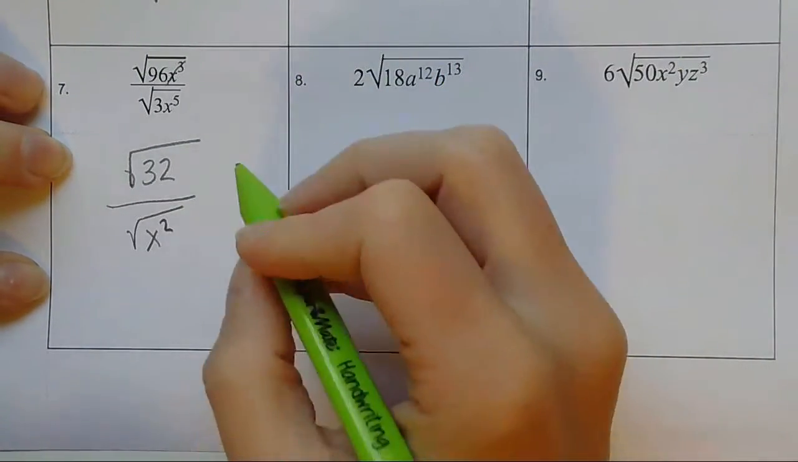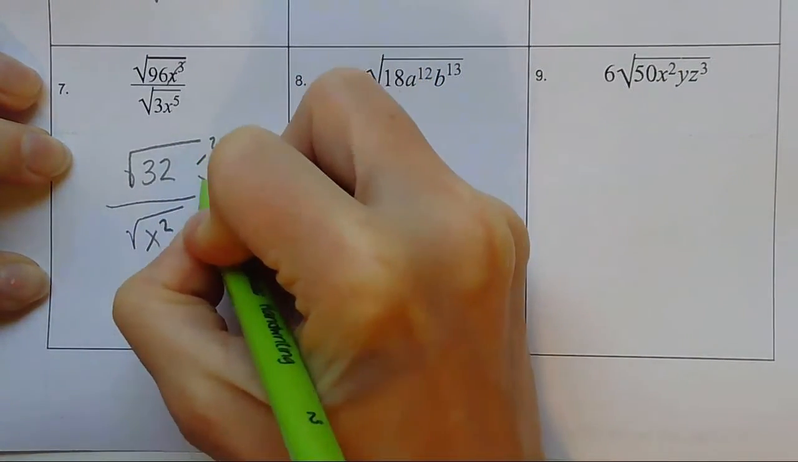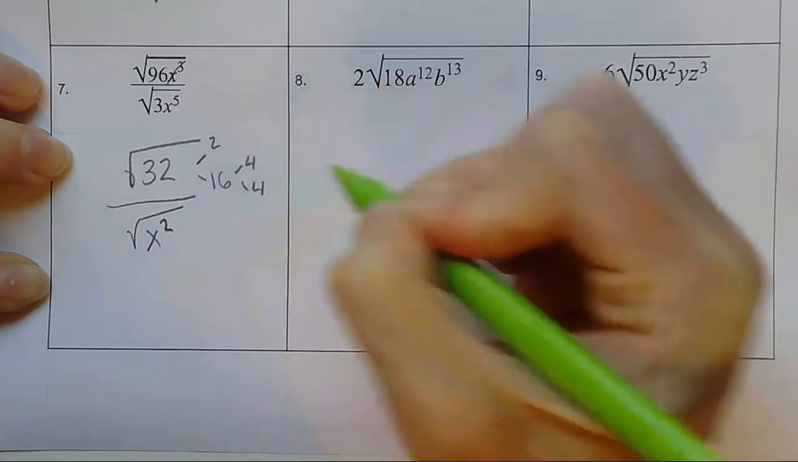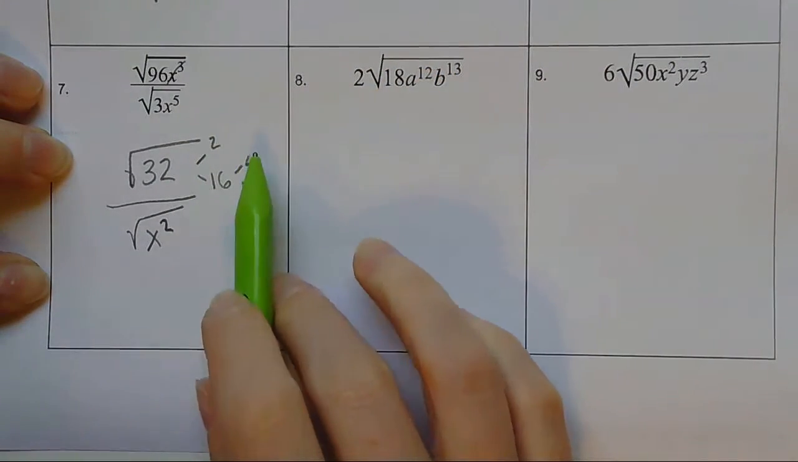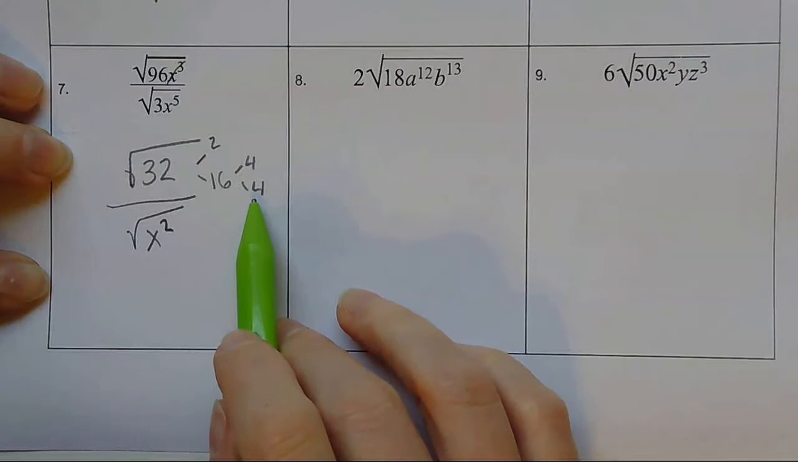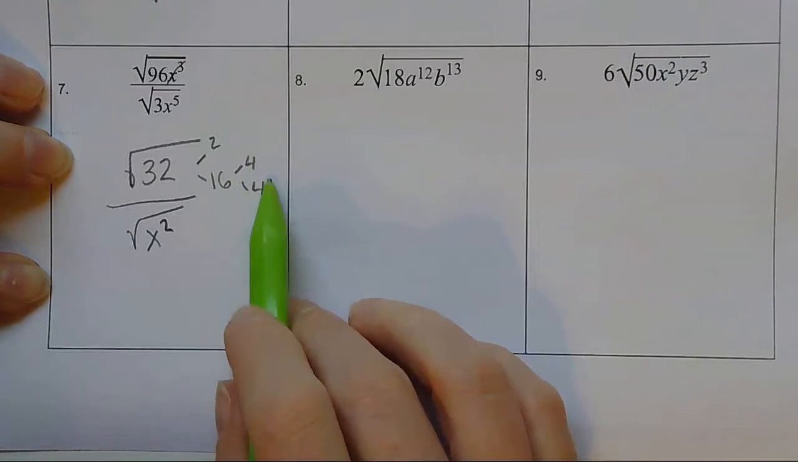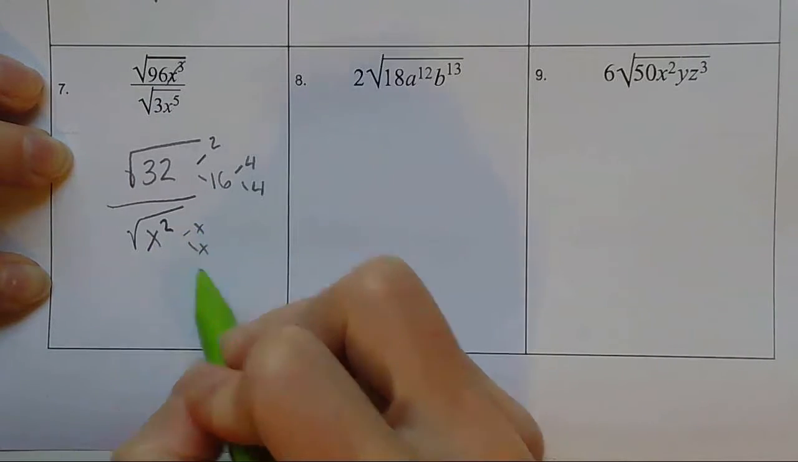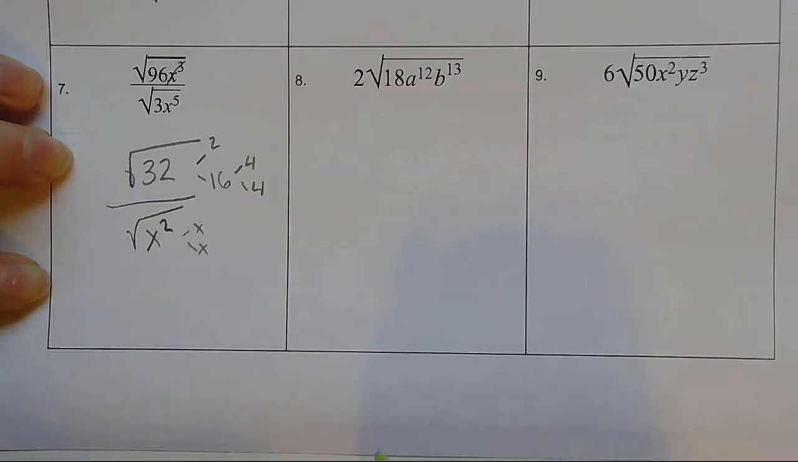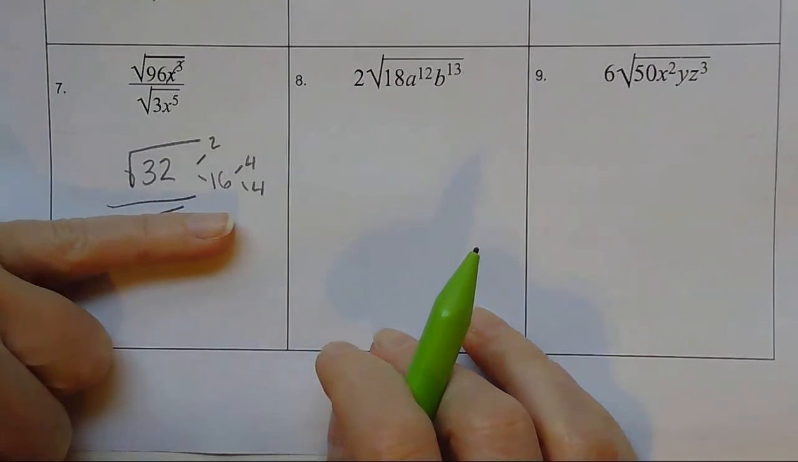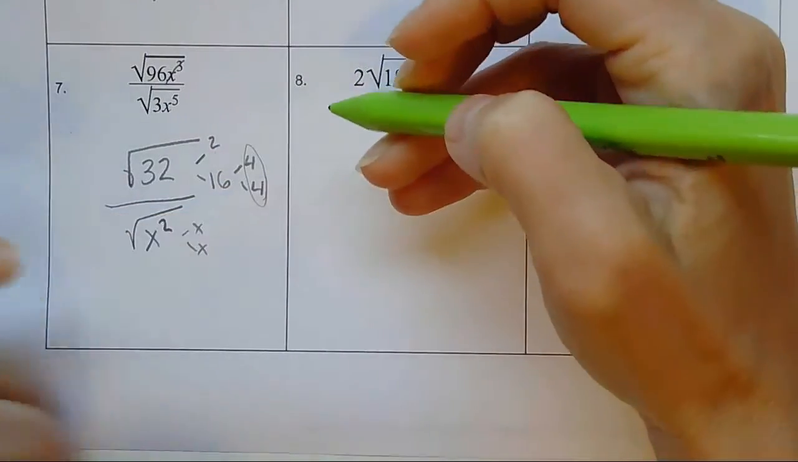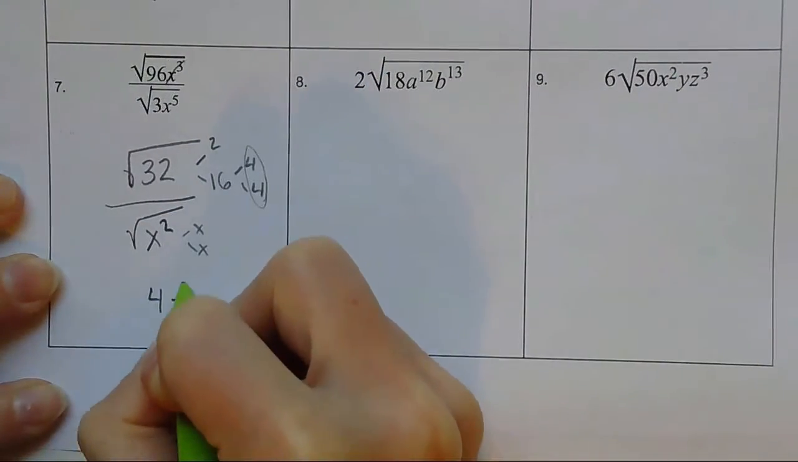Okay, 32 is 2 times 16. 16 is 4 times 4. And I'm not going to break it down. Once I see a pair, I'm not going to break it down further, but you could obviously break down 2 and 2 and 2 and 2. All right, and then x squared is, I surely don't need to break it down, but just showing you x and x. So doing the top by itself, I have a pair of 4s, and I have a 2 left over. So the top is 4 root 2.